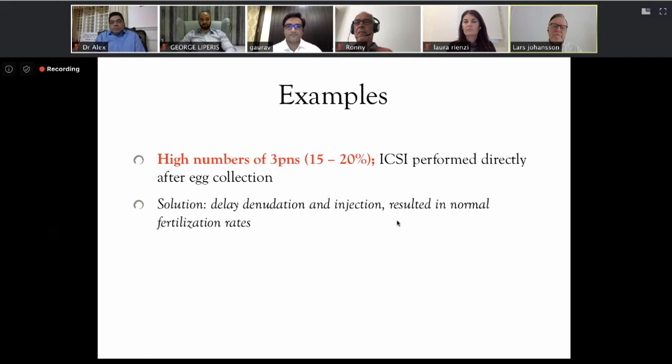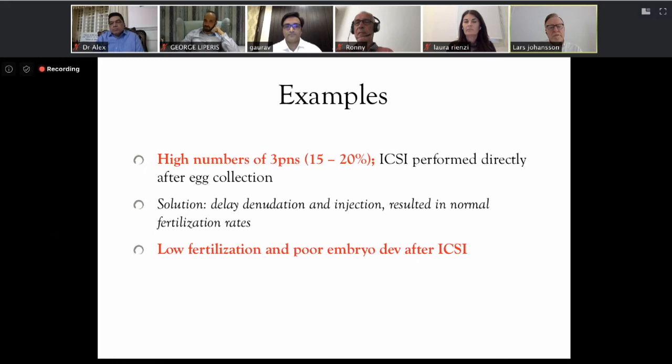In one area of the world, I found that it was a lot of 3PNs, and they took out the eggs and injected them immediately afterwards. And I found that if I told them to delay it so you have a mature meiotic spindle, then they went from these 15 to 20% 3PNs to normal levels. And it was actually a way of getting the embryos back immediately. Sometimes they didn't even check if they had a fertilization.